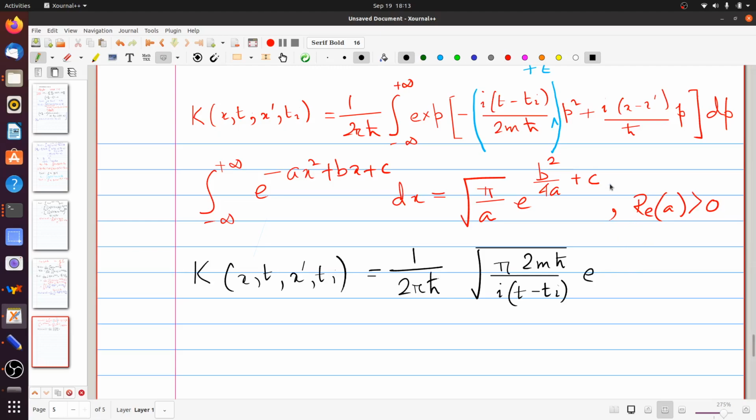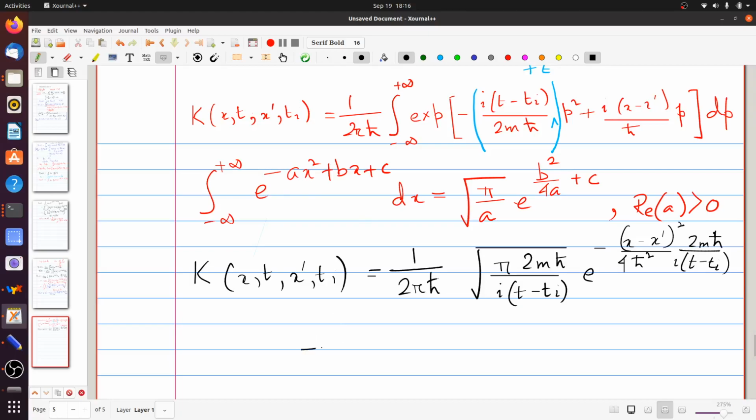b squared, of course, is the square of this quantity, which is already an i. So with the square, you have a minus sign, (x minus x prime) whole square by h cross square. And 4 times a. So there's a 4, and a will become i times (t minus ti) over 2m h cross in the numerator. So that is your integral done for you.